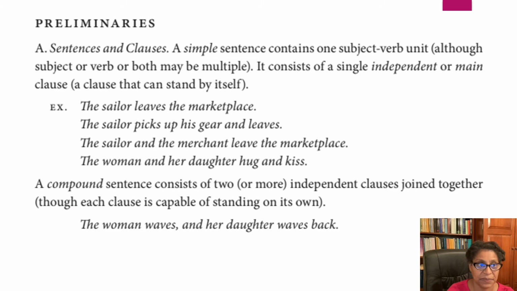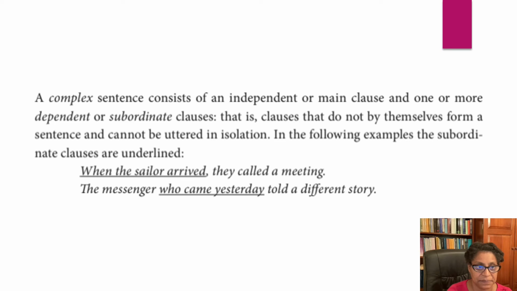All right, so here we have an example. The sailor leaves the marketplace. These are just regular sentences, right? The woman and her daughter hug and kiss, these kinds of things. That's just a regular simple sentence. Now, a compound sentence consists of two or more independent clauses. So the woman waves and her daughter waves back, two actions, right?